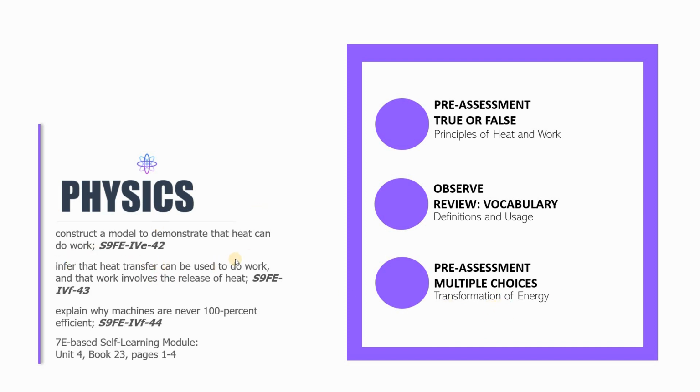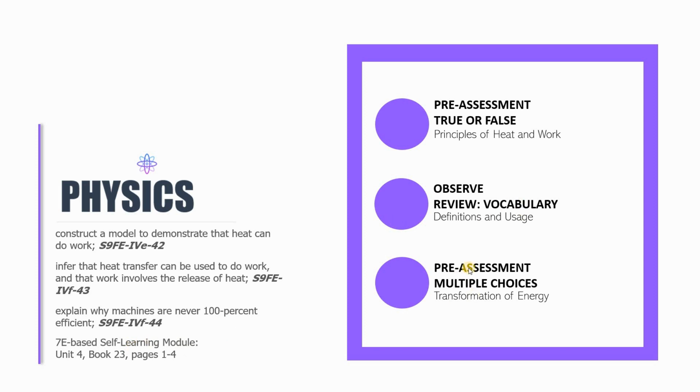Now, in this book number 23, we have an overwhelming number of learning competencies. The first one is for you to be capable of constructing a model to demonstrate that heat can do work. The second one is for you to be capable of inferring that heat transfer can be used to do work, and that work involves the release of heat. And the last part is for you to be capable of explaining why machines are never 100% efficient.